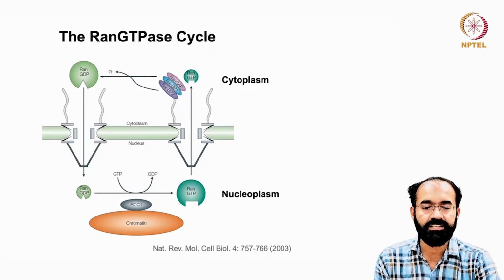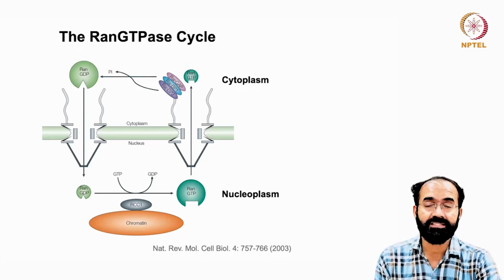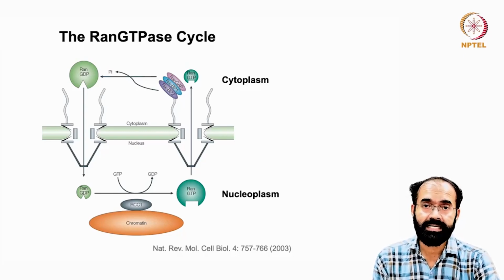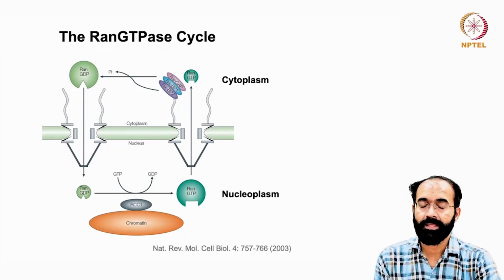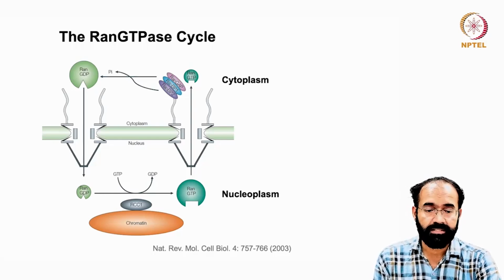So this RAN GTPase cycle is one of the central topics of nuclear export and import. If there is no RAN GTP cycle going on, there is no way the cargo can be pushed into and out of the nucleus. So this idea should be very clear and thorough in your mind. RAN GDP is higher in the cytoplasm, lower in the nucleus, RAN GTP is higher in the nucleus, low in the cytoplasm. This continues and it is maintained so with a purpose.